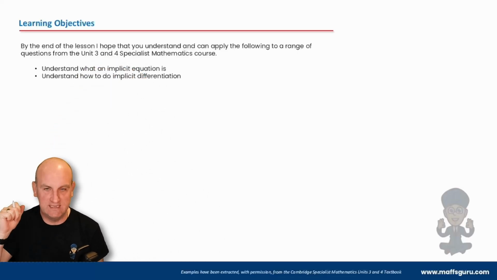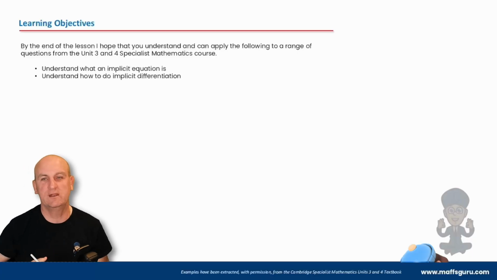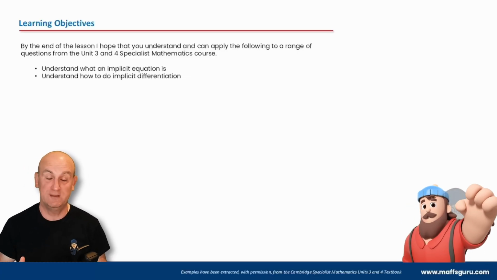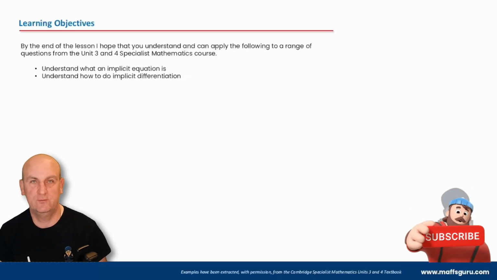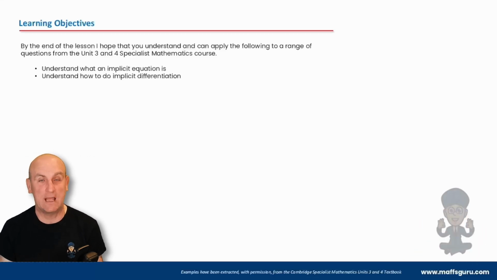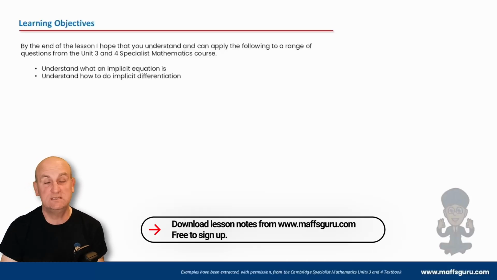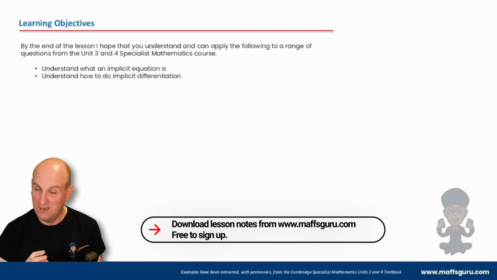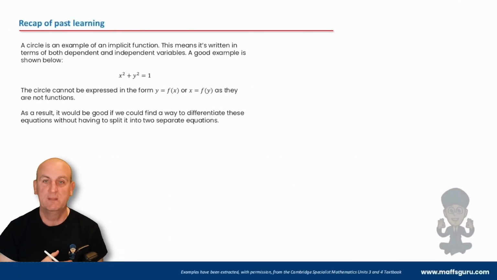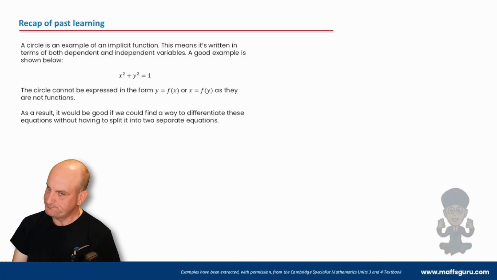Behind me, you will see our learning objectives, and we're going to understand what an implicit equation, or an implicit function, is, and understand how to do implicit differentiation. This stuff is amazing, and it comes up in the VCE exam every single year. Thank you very much, VCAA. We love you because this is the type of stuff you just learn, you know how it works, and you're like, okay, I can do this. This is great.